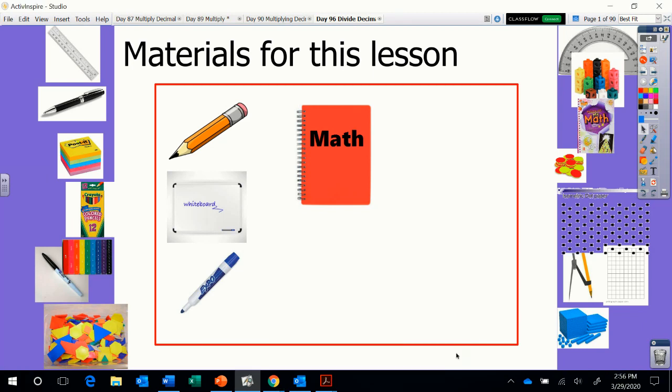So we are getting ready to start. So math book, green notebook, and then your whiteboard and or scratch paper and a pencil, and we're ready to go.